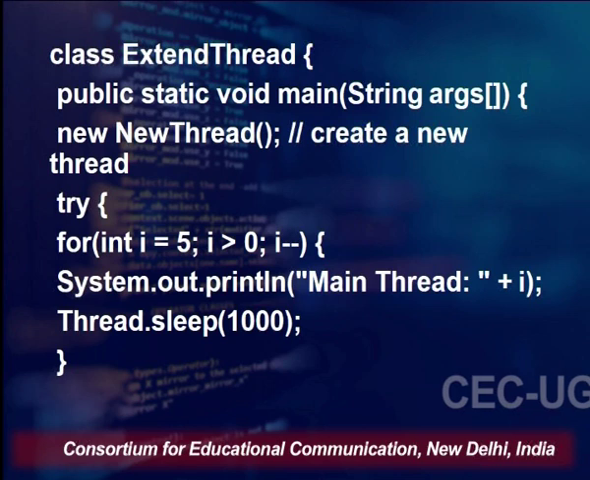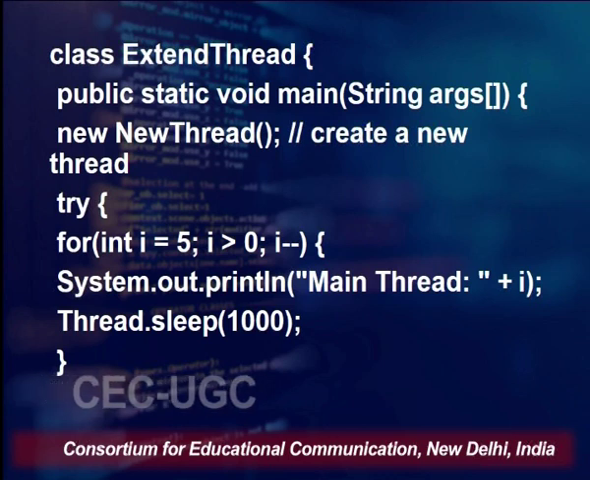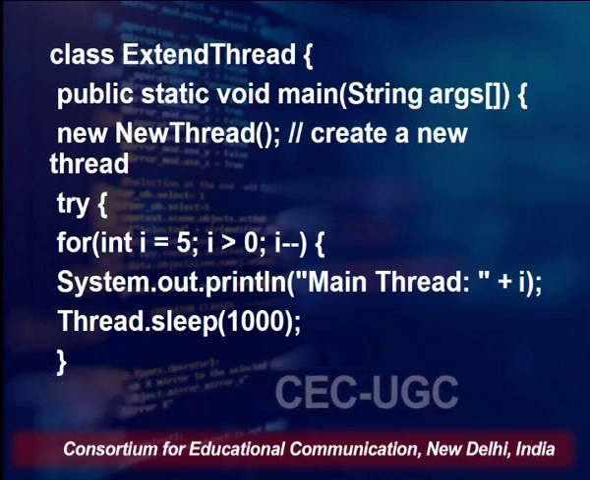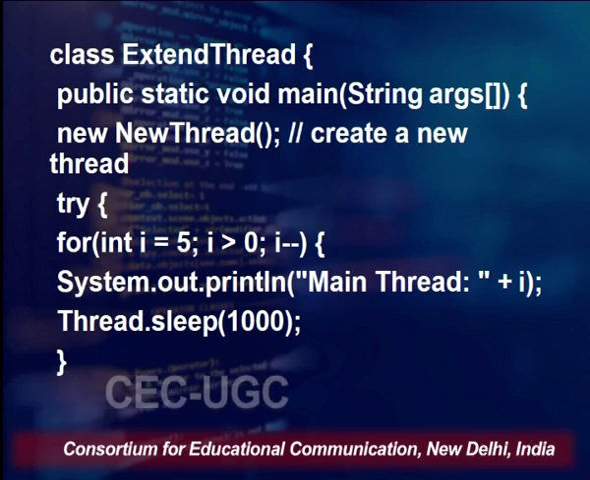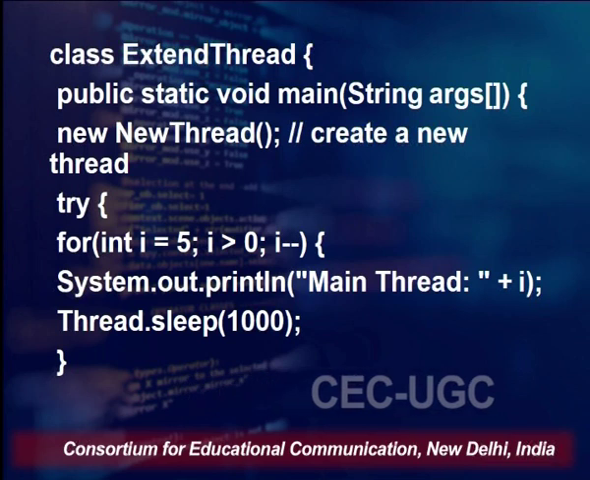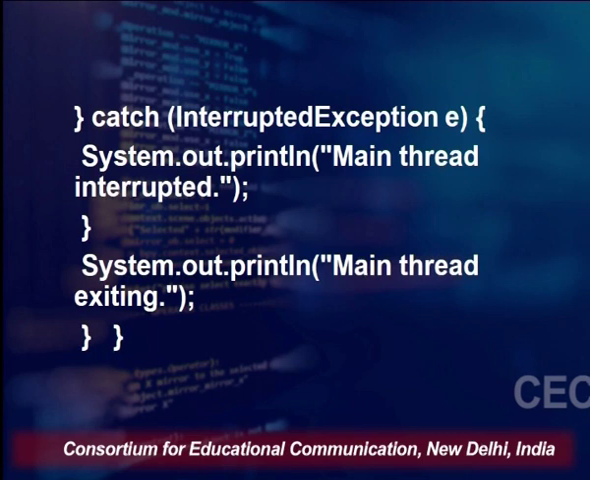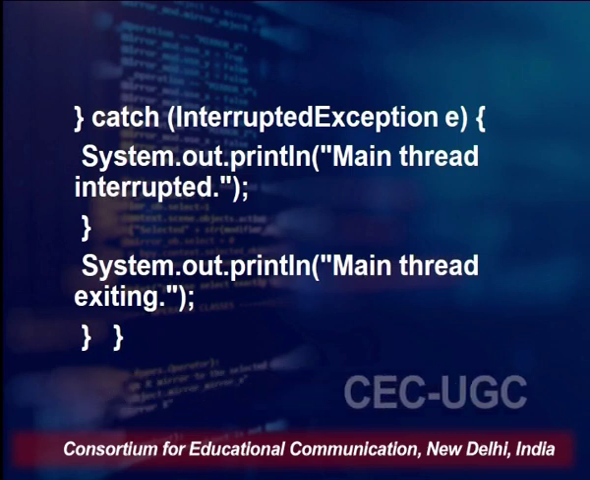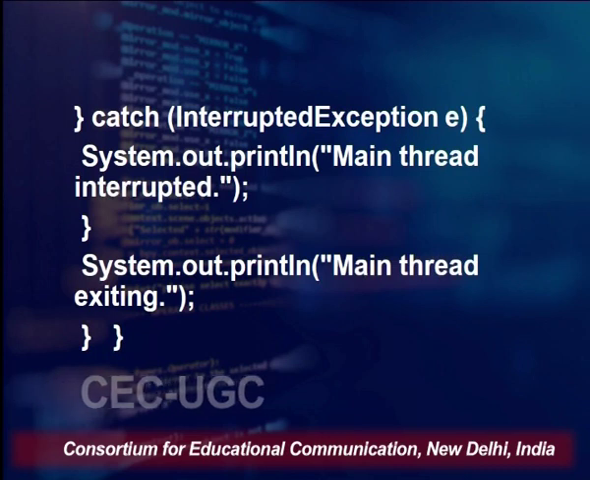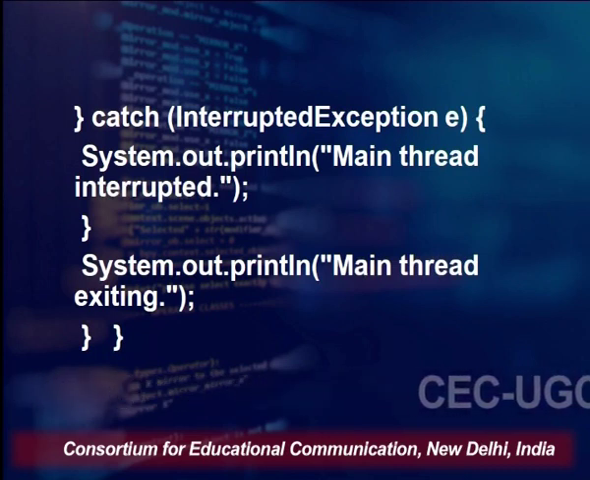Here it is happening for the main thread. So we have that for loop, then System.out.println, along with the main thread we have i, but the difference here is that the main thread is sleeping for 1000 units of time, and the child thread was sleeping for 500 units of time. Again the catch has to be there, and finally this program is going to end by printing the statement "main thread exiting" on the screen.